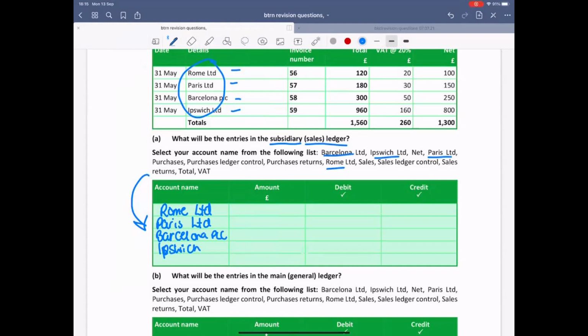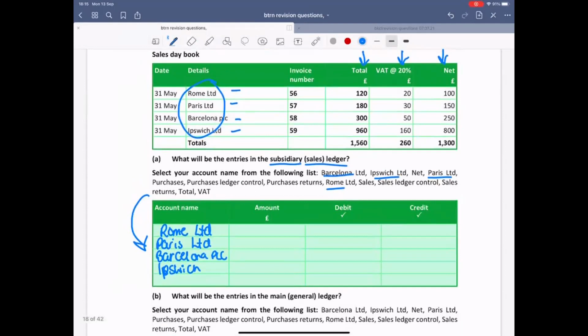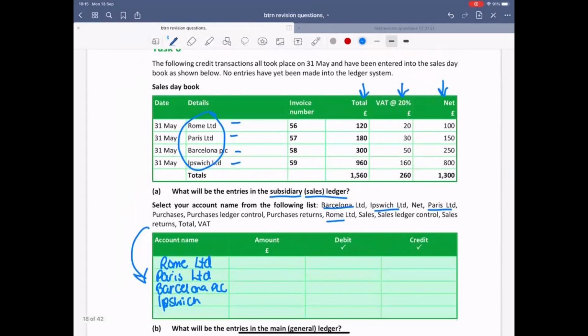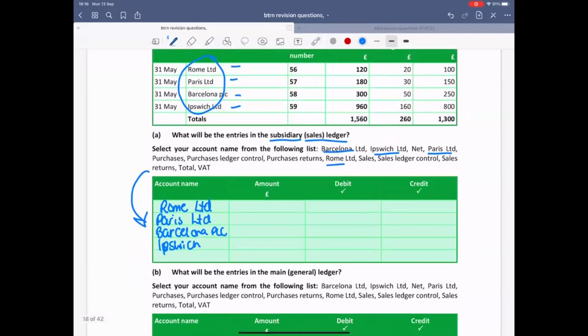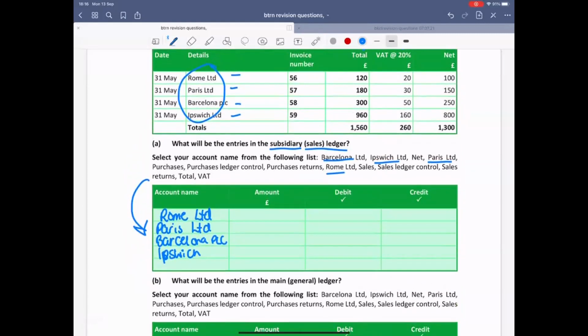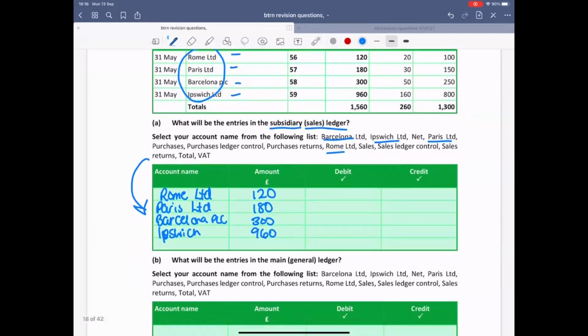Not a problem. Okay, so we're going to put through the amount. And where are we going to take the amount from? Are we going to take it from the total, the VAT, or the net when we're going into their individual accounts? What column do we take the amount from that we're going to post to each individual account? The total, the VAT, or the net? What one are you going to go for? That's right. We're going to go from the total account. So 120, 180, 300. We're just literally copying the information from above to go into our subsidiary ledgers.